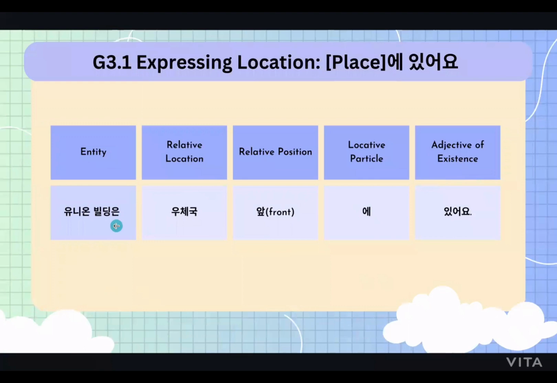You can say, just say, 유니온 빌딩은 우체국에 있어요. 자, what about like without up? What does that mean? 유니온 빌딩은 우체국에 있어요. It means, union building is at a post office, right? So it means like there is a union building at the post office. 자, but it's like weird, right? It doesn't make sense. Union building is at the post office, right?